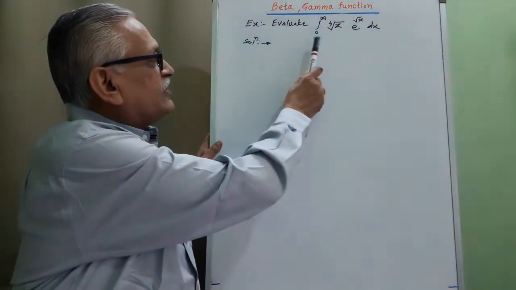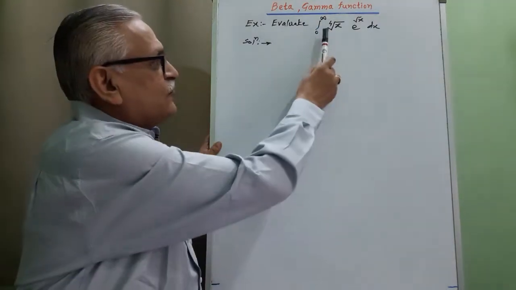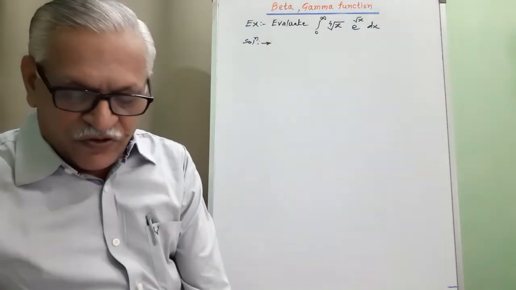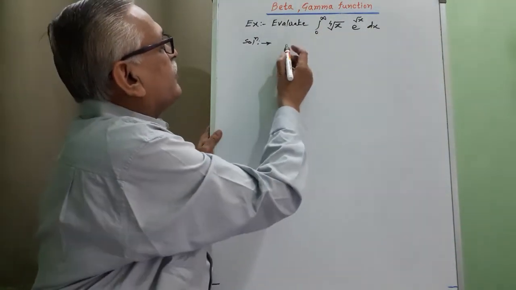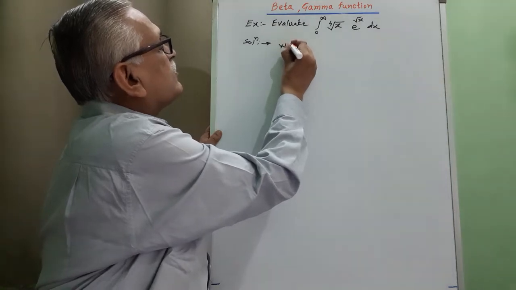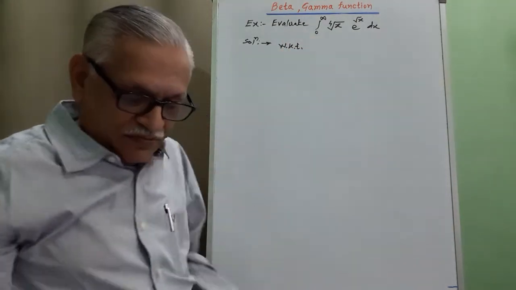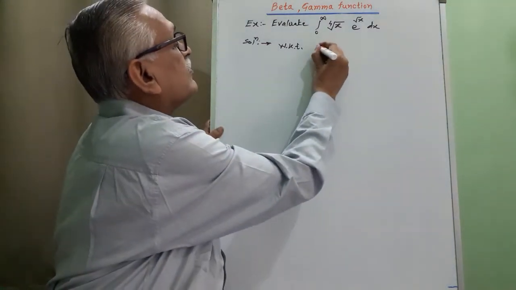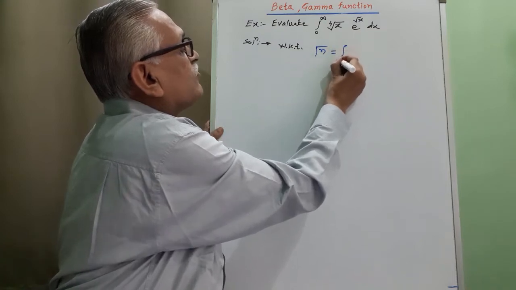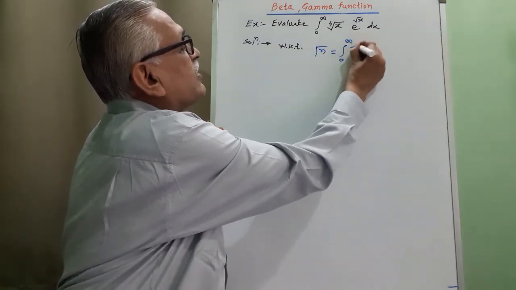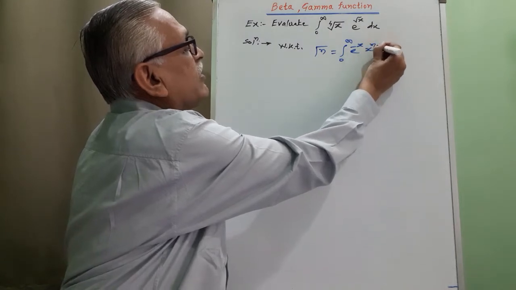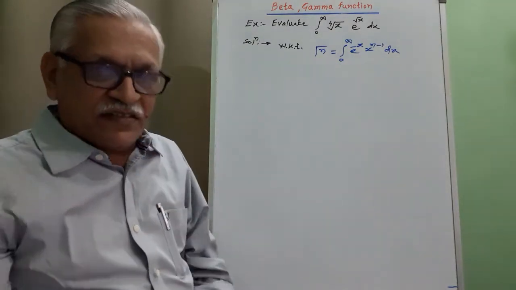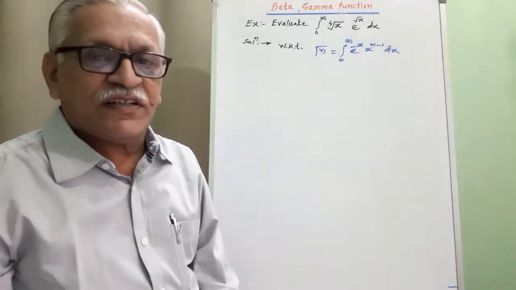Let us evaluate the integral from 0 to infinity of the fourth root of x into e raised to minus root x dx. To evaluate this integral, we take the help of the definition of the gamma function. We know that gamma n is equal to the integral from 0 to infinity of e raised to minus x into x raised to n minus 1 dx. Therefore, this integral is with the same limit 0 to infinity.